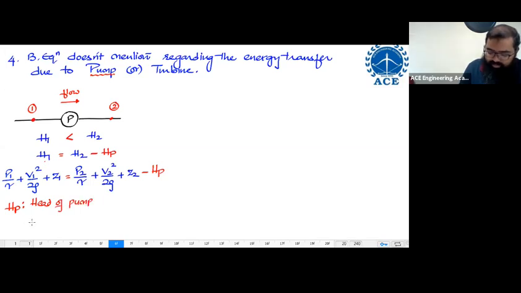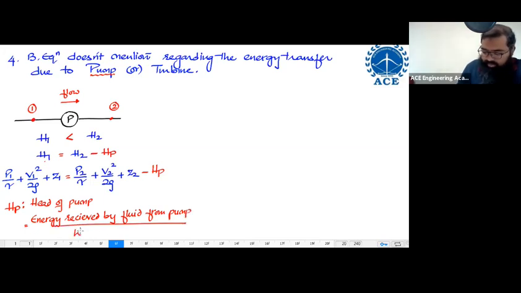Now what is it equal to? It is equal to energy received by the fluid from pump divided by weight of the fluid. Remember, head means energy per weight. Therefore, energy received by the fluid from pump divided by weight of the fluid. This is the concept of pump.